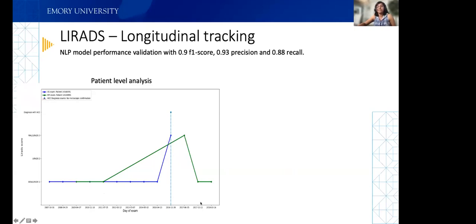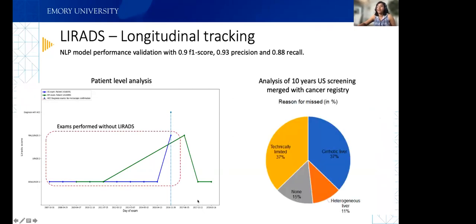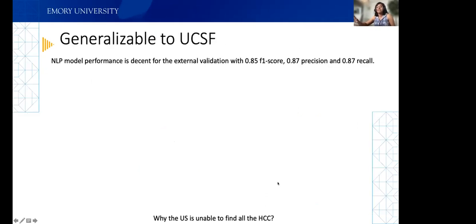And also for MR, we see the same trend. So it's kind of interesting that we can track the patient automatically now. And we also did a study where we propagated the LI-RADS score for the 10 years of ultrasound screening study. And we show why the ultrasound missed some of the cases that actually had a cancer diagnosis in the California Cancer Registry, but the ultrasound missed the cases because it was technically limited, or it had a cirrhotic liver, heterogeneous liver, or something else. And we also tested the generalizability of the model: we trained the model on the Stanford data, we tested on UCSF data, and we clearly see that the model retained its performance. The performance was very high.